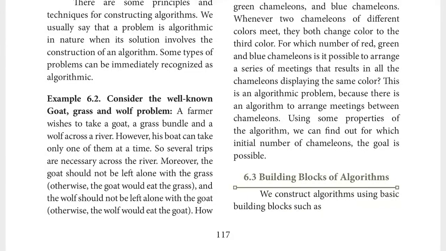So he has to make sure that everything is transferred from one side of the bank to the other side. First of all, he will leave the grass and the wolf on one side of the bank, and he will move the goat to the other side. He will do the steps one by one. At the last he will have transferred the grass, goat, and wolf to the other side of the bank. So this is a brain twister problem, but you can solve this by using some algorithms.